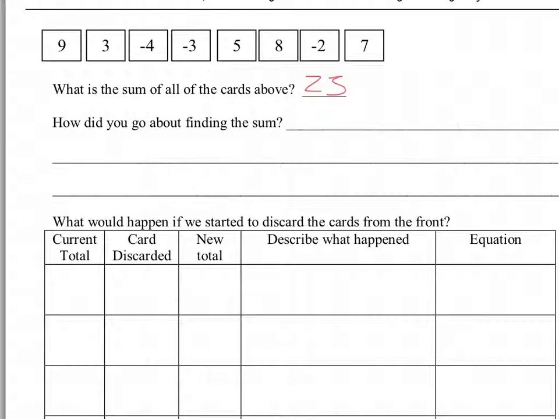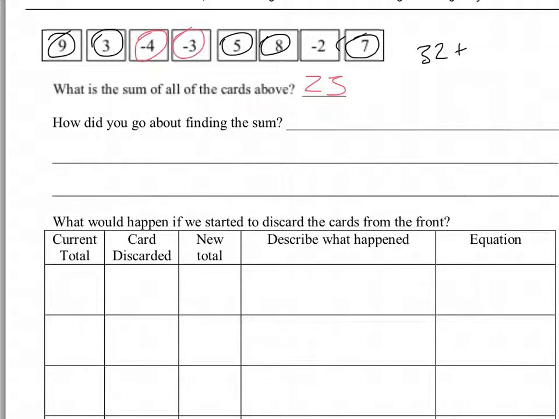Alternatively, we can combine all of the positive values, 9, 3, 5, 8, and 7. And that would give me a total of 12, 17, 25, and 32. And if I combine all of the negatives, negative 4, negative 3, negative 2, put those all together, that's going to give me negative 9. Then I can do the single addition of a positive and a negative, and that would also give me 23.